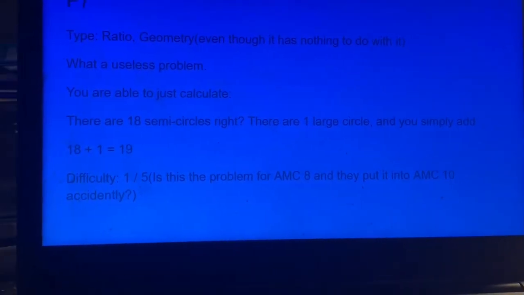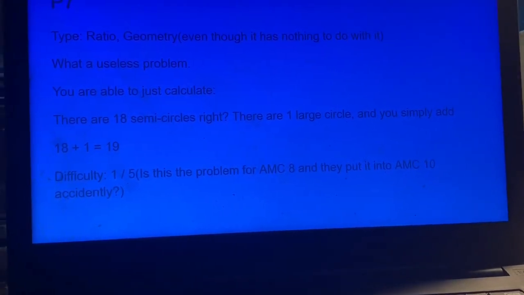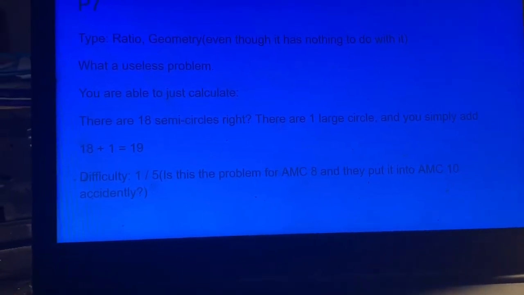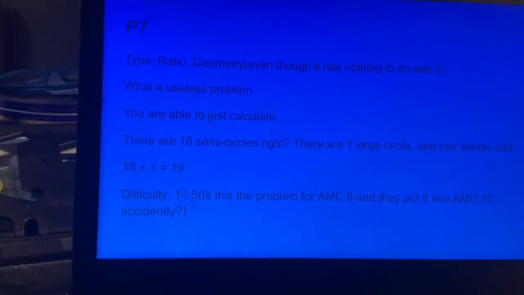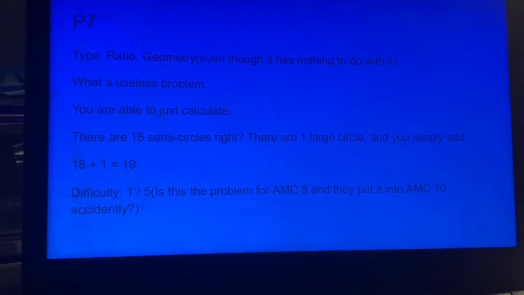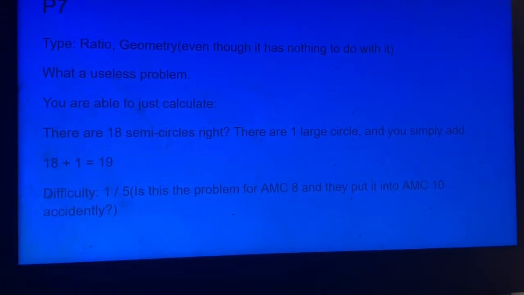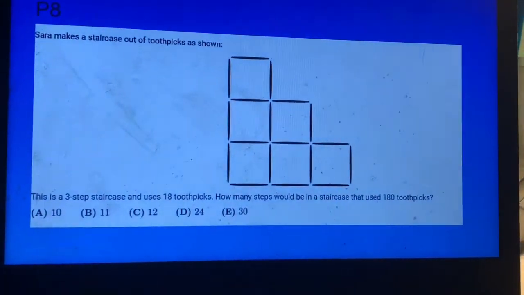I think this problem is that the people who make the AMC 10 also make the AMC 8, and they accidentally put one problem from the AMC 8 into the AMC 10. I think this problem is too easy. It is even easier than problem 1. Okay.